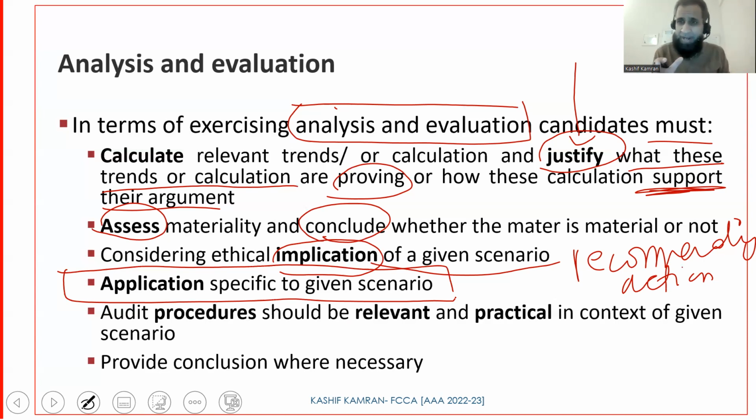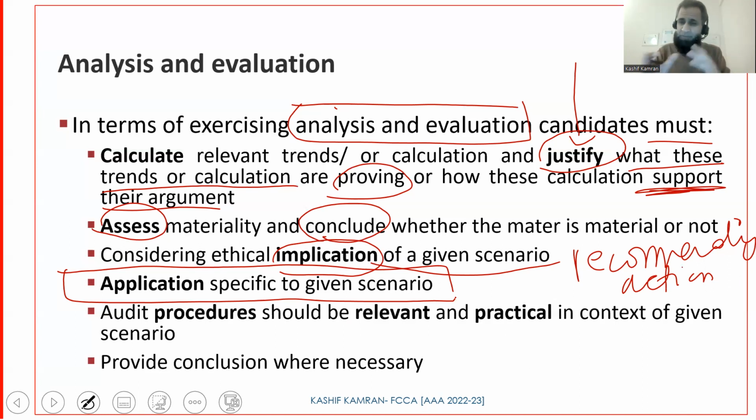You need to write an answer which is case specific. The information has been extracted out of the case study. Your answer is well connected with the case study. Your answer is well linked to the case study. And that's where you're fetching your analysis, because you need to analyze within the given scenario. You need to analyze within the given case study.